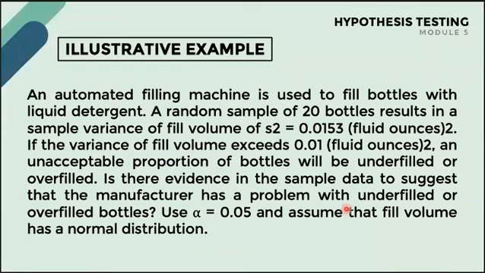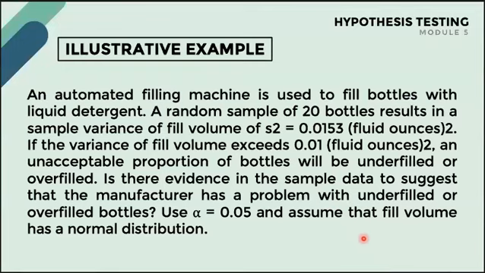An automated filling machine is used to fill bottles with liquid detergent. A random sample of 20 bottles results in a sample variance of volume of S squared, which is 0.0153. If the variance of volume exceeds 0.01, an unacceptable proportion of bottles will be underfilled or overfilled. Is there evidence in the sample data to suggest that the manufacturer has a problem with underfilled or overfilled bottles? Use 0.05 alpha and assume that the fill volume has a normal distribution.